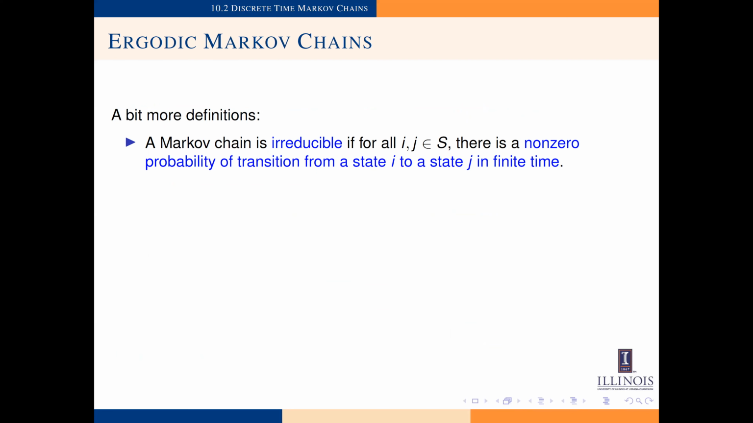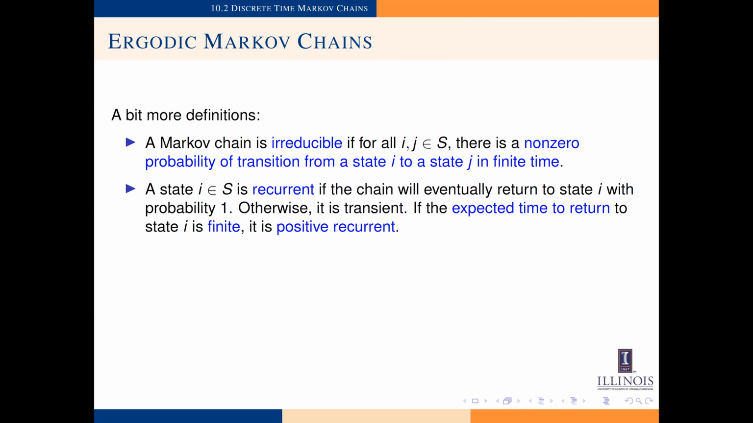Let's introduce some last bunch of definitions. A Markov chain is called irreducible if for all i, j in the state space, so i, j between 1 and large J, there's a non-zero probability of transitioning from state i to state j in finite time. So given any two states, I can go from one state to another.